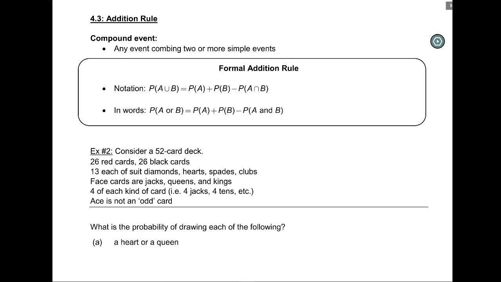This shouldn't take too long to cover. We're going to talk about compound events. Remember last class we talked about single events. What's the probability of rolling a 4 on a die? It's 1 out of 6, and so on. So basically a compound event is when you have 2 or more simple events.